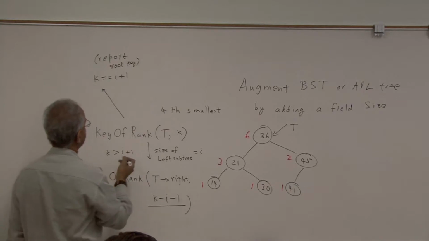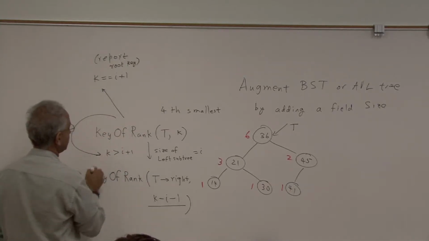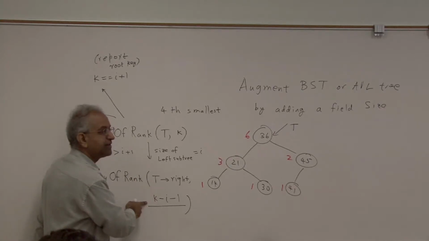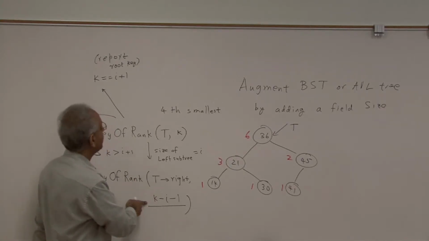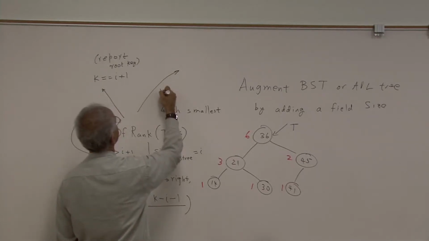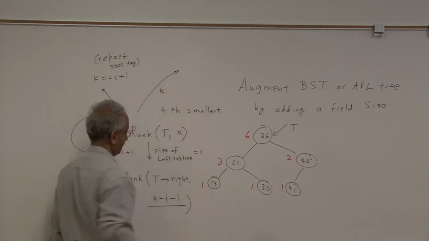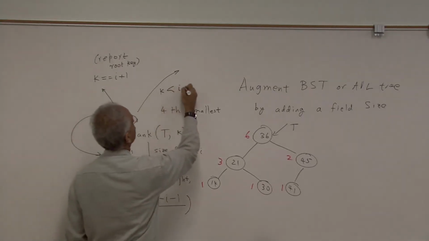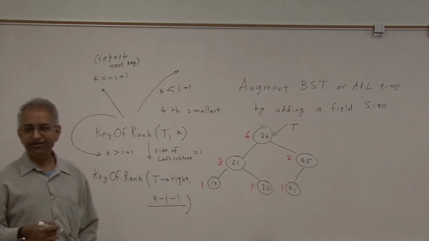So what is the second case? The second case is where k is greater than i plus 1. In this case, you simply make this recursive call. Right? What is the third case? k is less than i plus 1. Okay, in this case, what do you do?